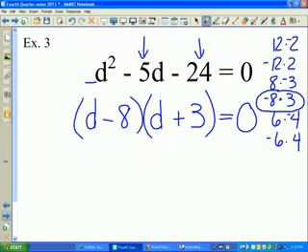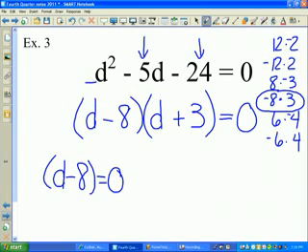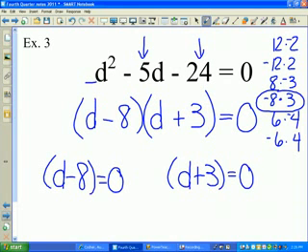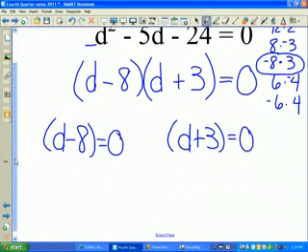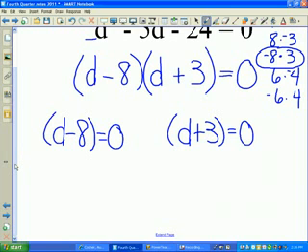But in this case, we have it equal to 0. So just like solving the equations like we did last time, that means we have d minus 8 is going to be set equal to 0. And then we have d plus 3 is going to be set equal to 0. So once we set those two factors to 0, we got to solve.